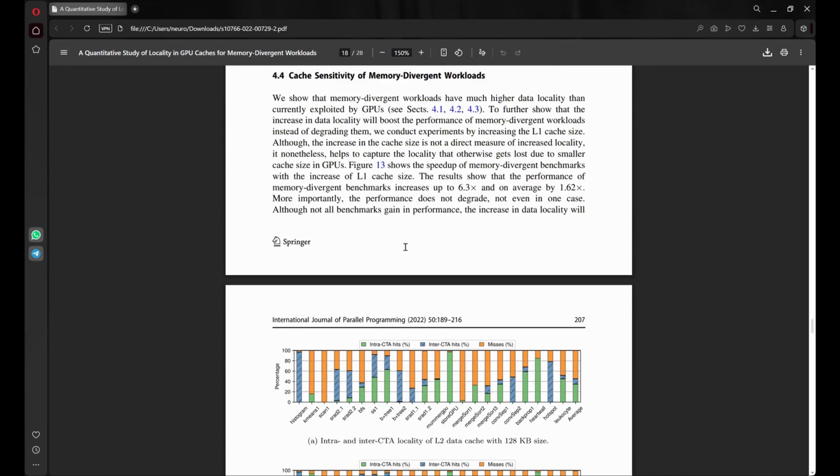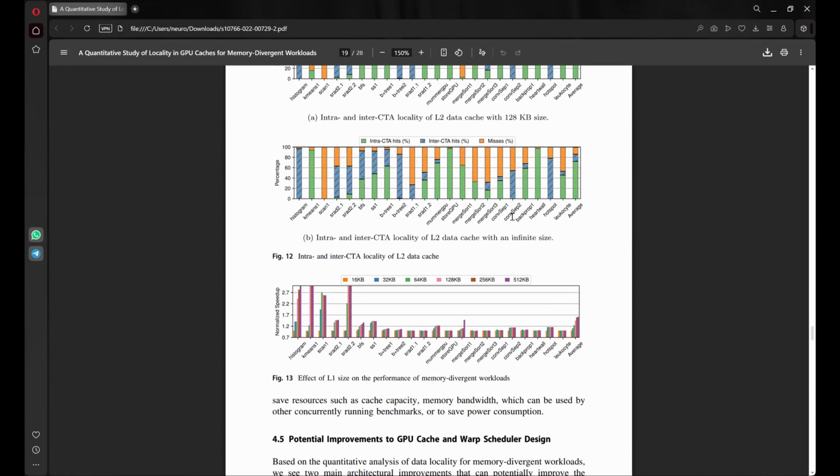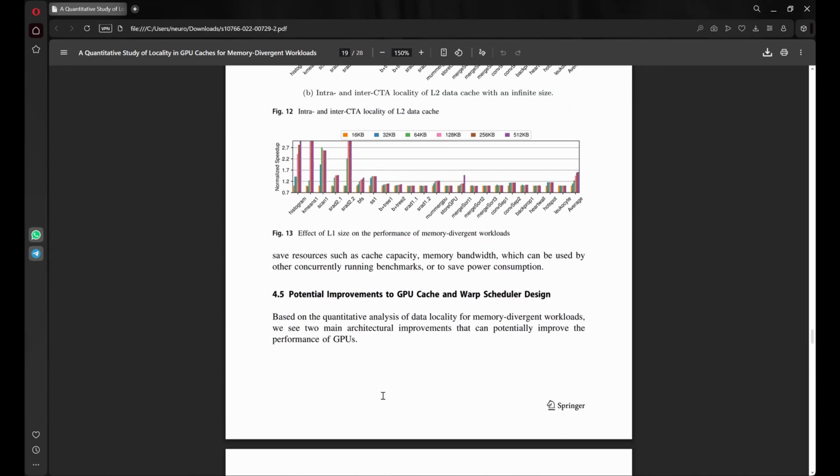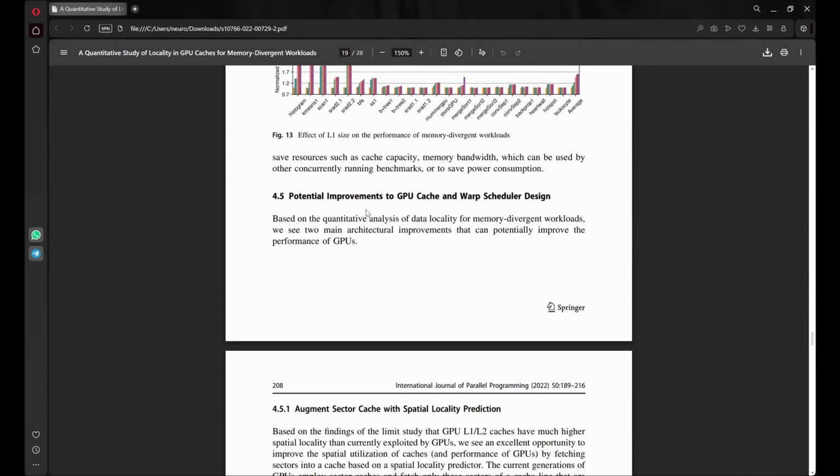But yeah, so they mentioned that although not all benchmarks gain in performance, the increase in data locality will save resources such as cache capacity and memory bandwidth, which can be used by other concurrently running benchmarks or to save power consumption. So this section is also pretty interesting.